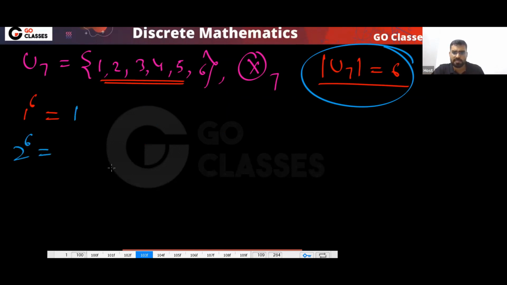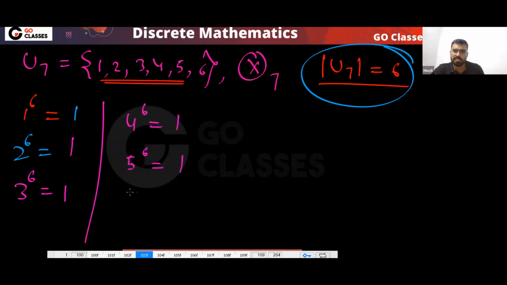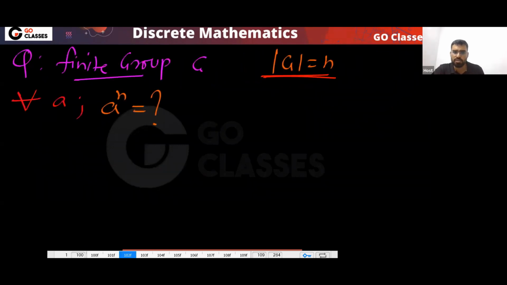What will be 2 power 6 in this? That is also 1. Just check it out. 3 power 6 is also 1. 4 power 6 is also 1. 5 power 6 is also 1. 6 power 6 is also 1. Can you see what I'm trying to say?